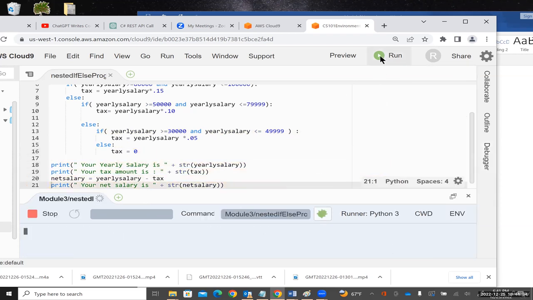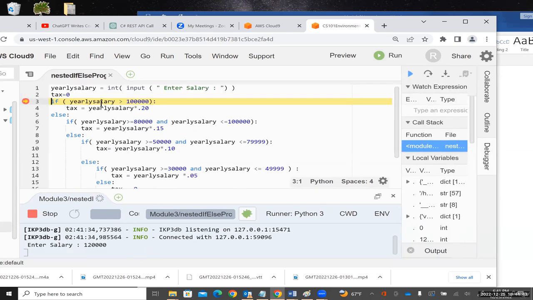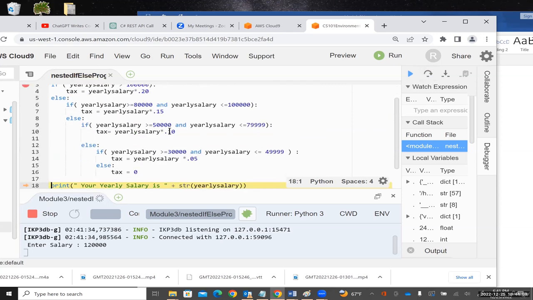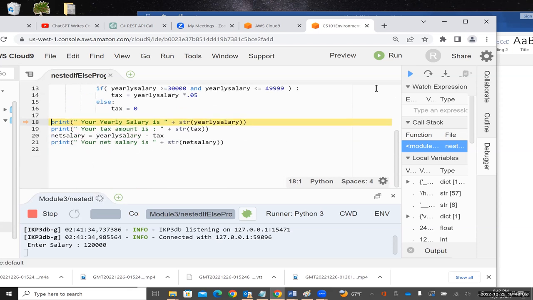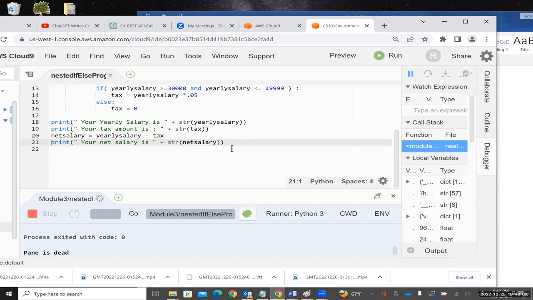Running it one more time, last time. Let's say I type the salary 120,000. Will the first condition be true? Obviously, yes. Now you see it's going to calculate the tax. Right now, it hasn't calculated the tax yet. It's going to calculate the tax as 24,000, and right away it jumps out of the nested if-else conditions to line number 18, and then we run through the rest of it.